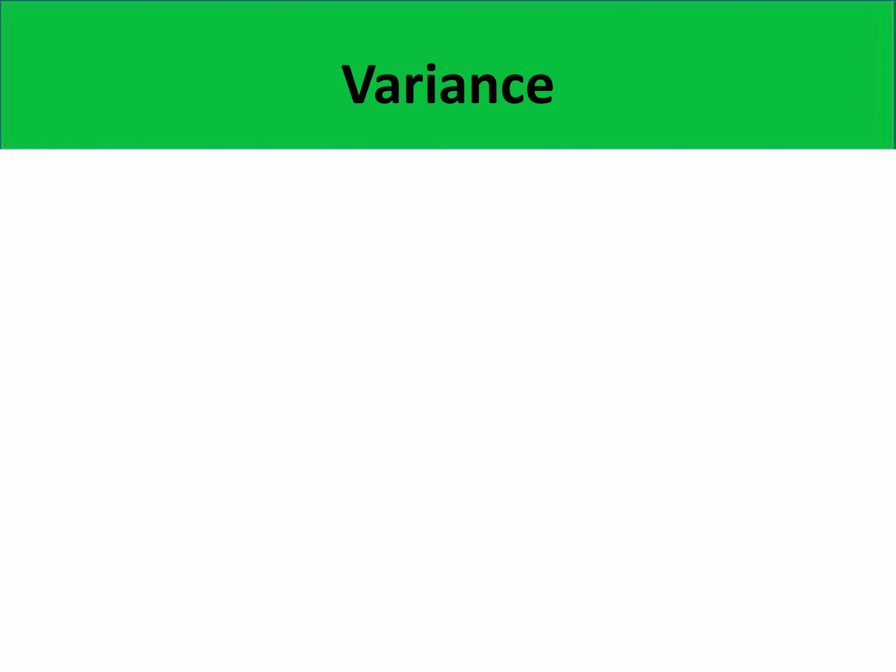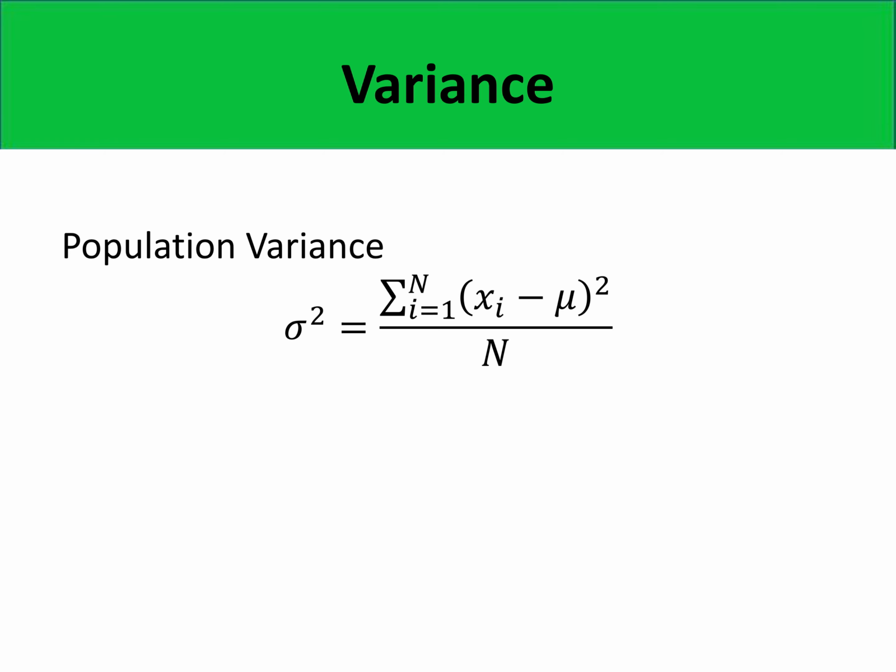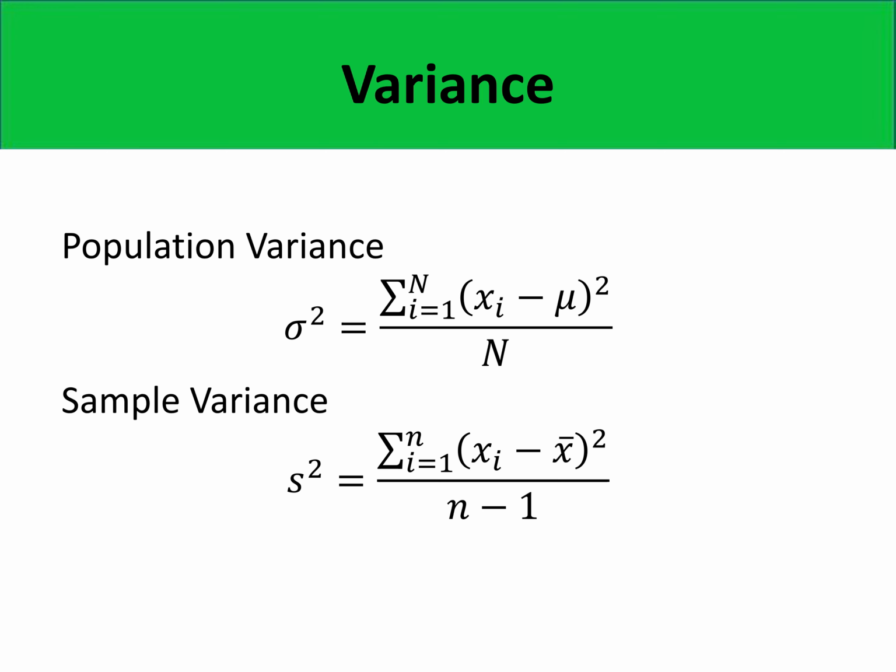Since the range does not use all the values in the dataset, we shall use a quantity called variance, which is a more reliable measure of variation than the range. The variance of a population data is the population variance. It is denoted by sigma squared. On the other hand, the variance of a sample data is called sample variance and is denoted by S squared. The population variance is generally unknown, while the sample variance may be obtained from quantitative data of survey results. The formulas are shown on your screen.